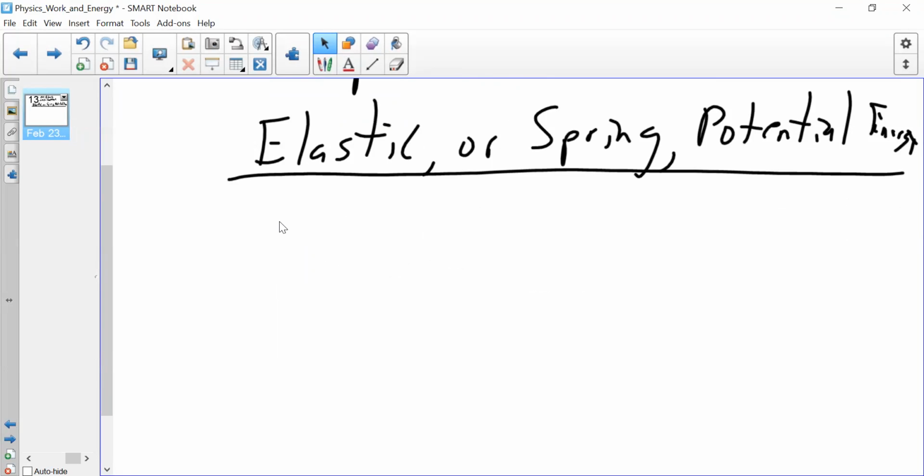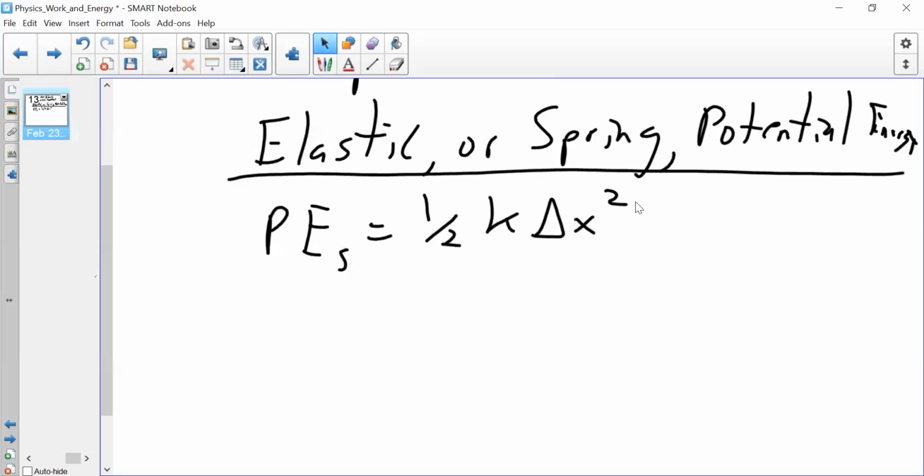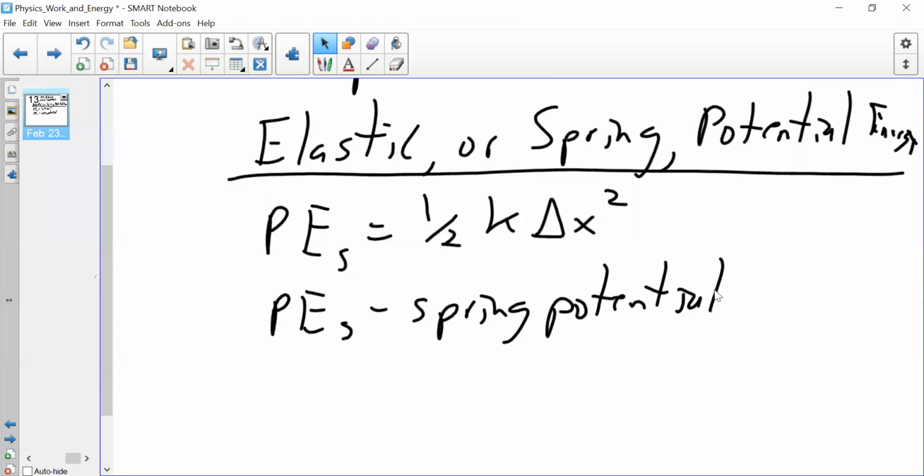Just like gravitational potential energy, it's going to be PE, instead of sub G, it's going to be sub S. And I'm just going to give you the equation that they don't give you in the textbook, but we'll probably use it at some point down the line. So spring potential energy has this equation, PE sub S, S for spring potential. And all forms of energy have units of joules. K is what I call the spring strength, but technically it's the spring constant.